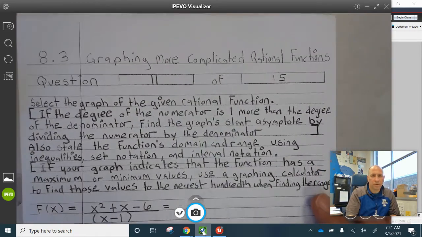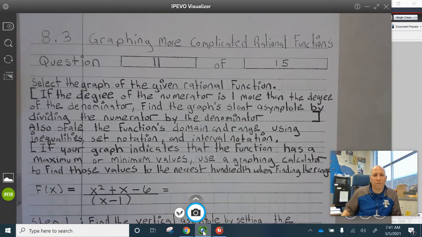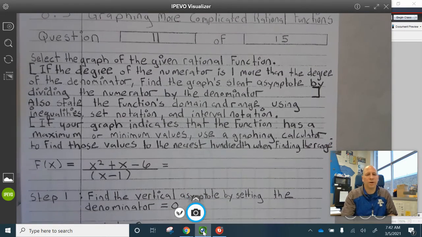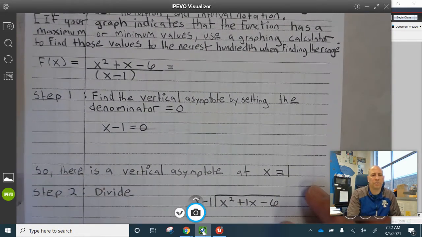All right. So select the graph of the given rational function. If the degree of the numerator is 1 more than the degree of the denominator, find the graph's slant asymptote by dividing the numerator by the denominator. Also state the function's domain and range using inequalities, set notation, and interval notation. If your graph indicates that the function has a maximum or minimum value, use a graphing calculator to find those values to the nearest hundredth in finding the range.